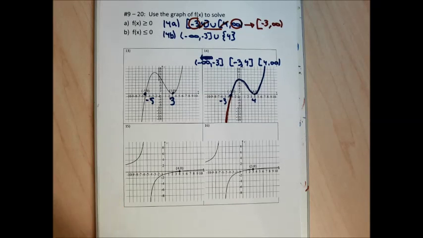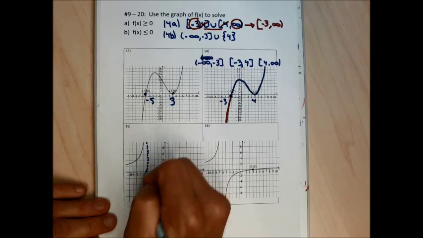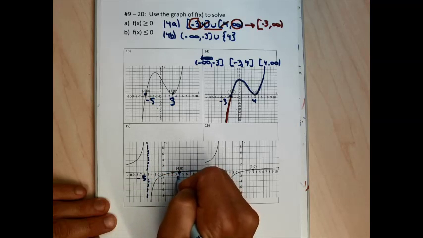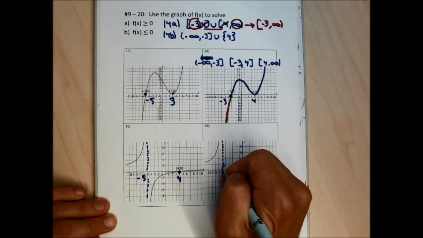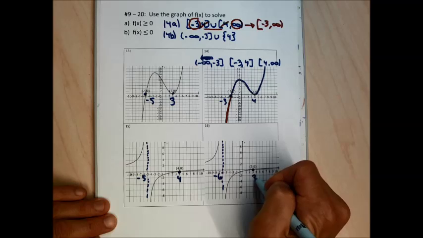For 16 and 15, there's vertical asymptotes. The vertical asymptote in problem 15 goes through x equal to -5. The x-intercept goes through 4. In problem 16, the vertical asymptote is at -6. The x-intercept is at 3.